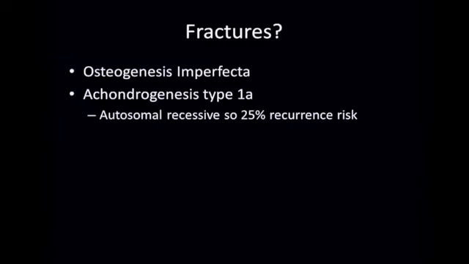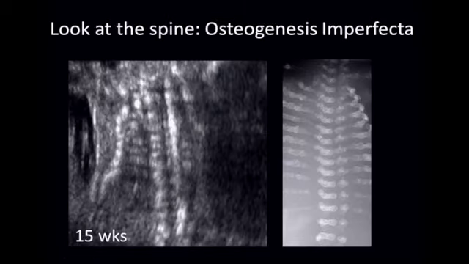So we said two things to think about when you have fractures. That's osteogenesis imperfecta and achondrogenesis type 1A. That is particularly important because note that condition is autosomal recessive. Therefore, that couple, if they have another pregnancy, have a 1 in 4 recurrence risk, whereas osteogenesis imperfecta does not come with that type of risk. We said there are fractures in both. How are you going to differentiate between one or the other?